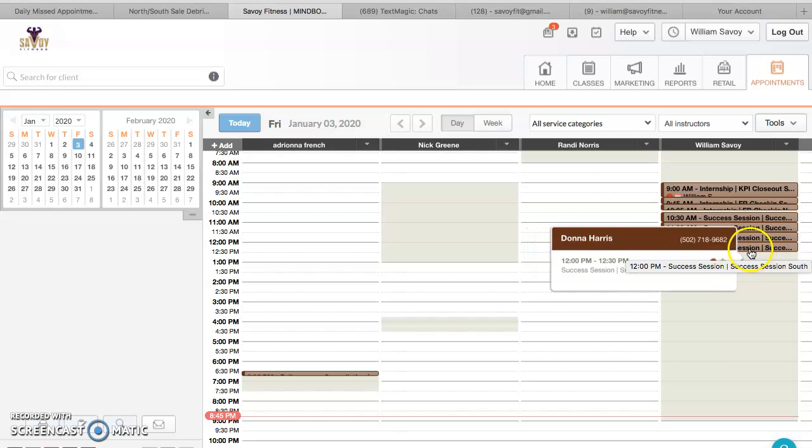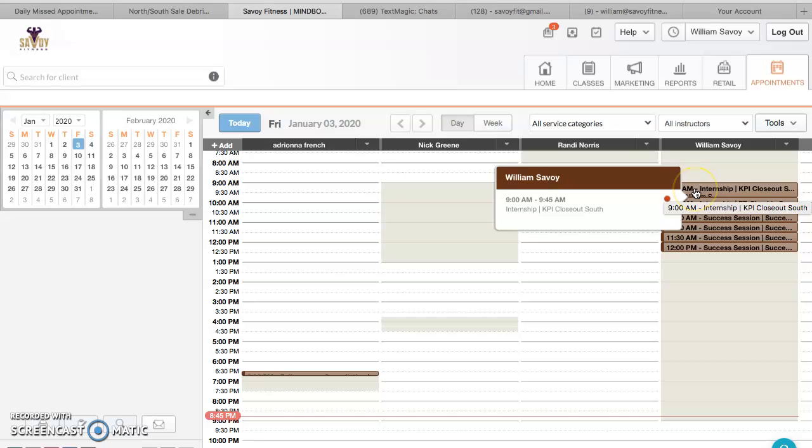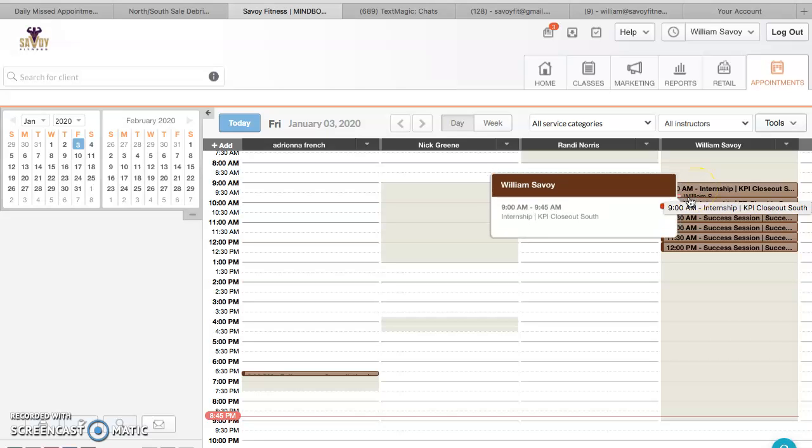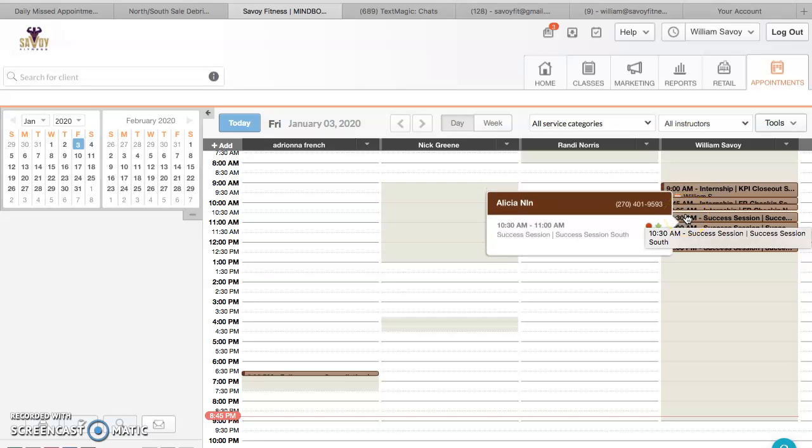So don't get this twisted. At 9 a.m. I have an internship KPI closeout south. That is not an appointment, or I'm sorry, that's not a scheduled success session. This right here, William Savoy internship FR check-in, is not either. Success session south. You're always looking for success session.